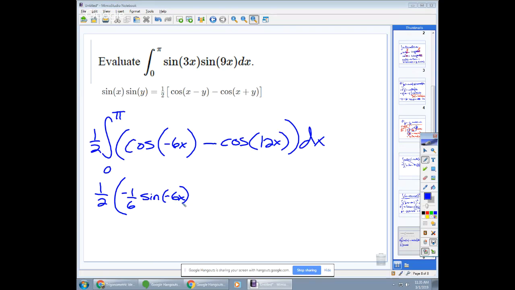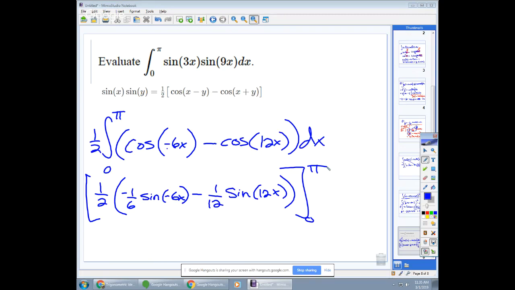The derivative of the sine is the cosine. The negative is there because of the negative 6. Minus a 1/12 times the sine of 12x. Those parentheses, and we want to evaluate that from 0 to pi.